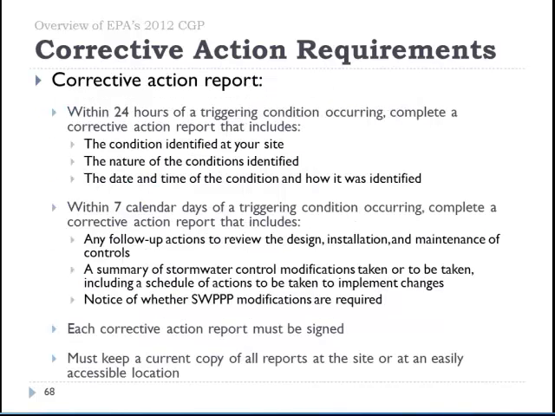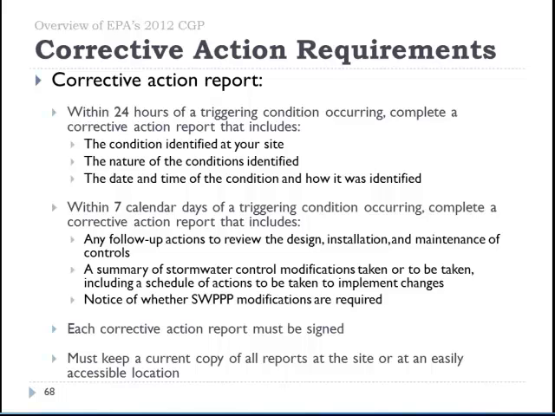So you're also required to complete a corrective action report, similar to the inspection report. For any corrective action triggering condition occurring, you're required, within 24 hours, to document in a report the condition that you identified at your site, the nature of the condition, the date and time of the condition, and how you identified it.